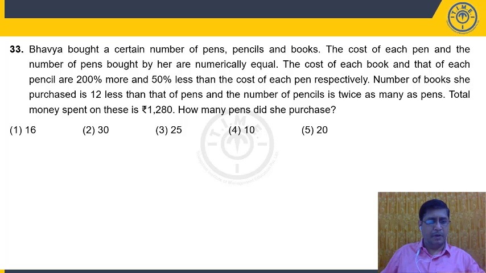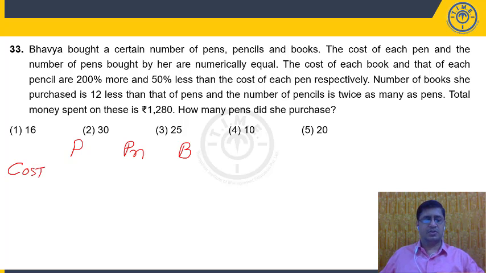Now I am taking P for pen, pencil and book. What about the cost and the number? If you observe, the cost of each pen and the number of pens bought by her are numerically equal. Numerically equal means I am taking pens as A. Cost of a pen is A and the number of pens is also A. A is the cost of one pen and A is the number of pens she bought.